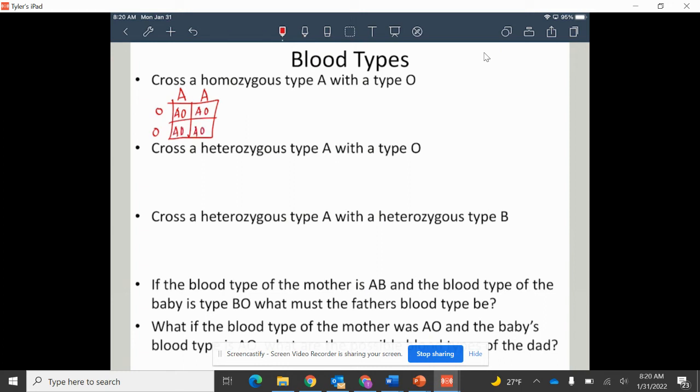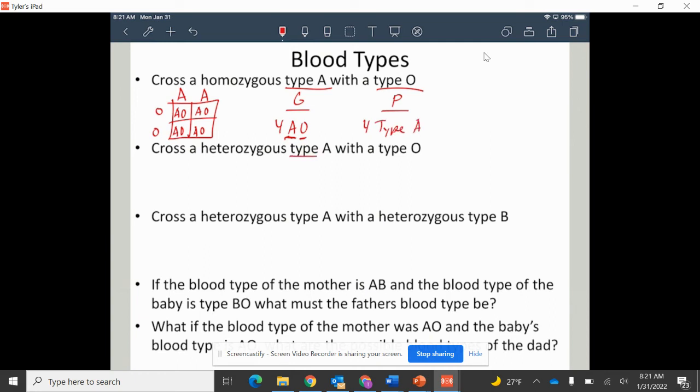So if somebody was homozygous A and somebody was type O, this is what you would get for genotypes. You would get 4 AO. And phenotypes, what would your blood type be? Well, you can have A and nothing. Well, A is going to dominate the O because O is nothing, and you're going to end up with 4 people that are type A.